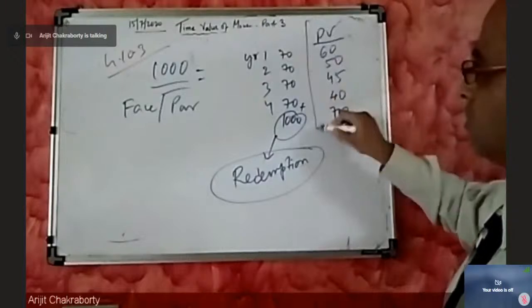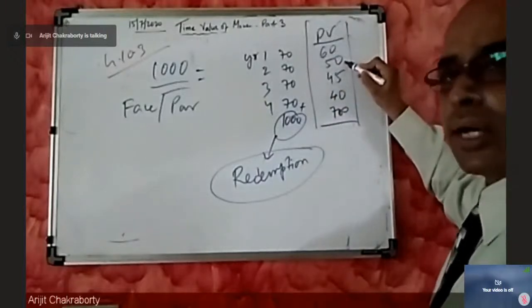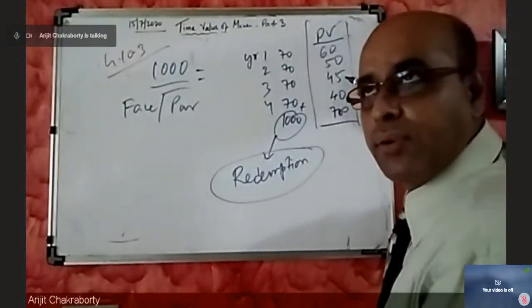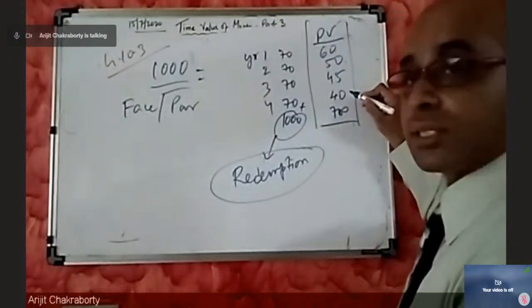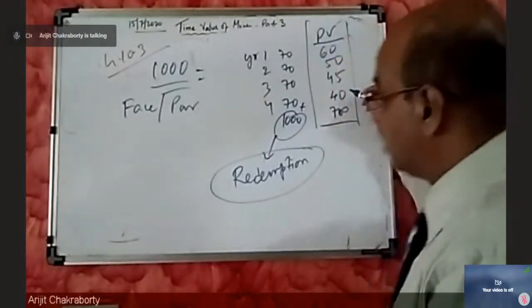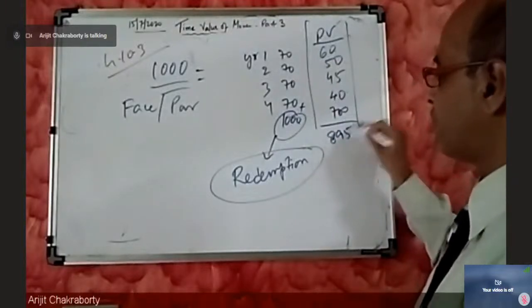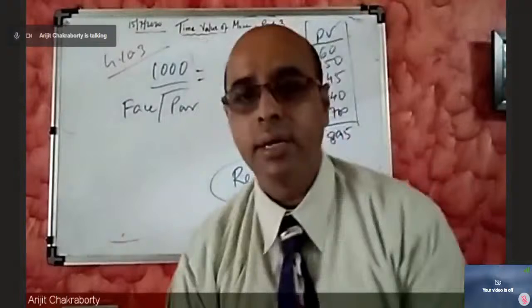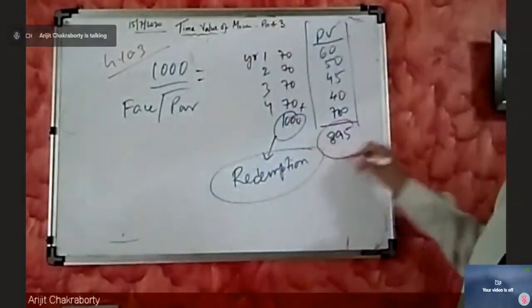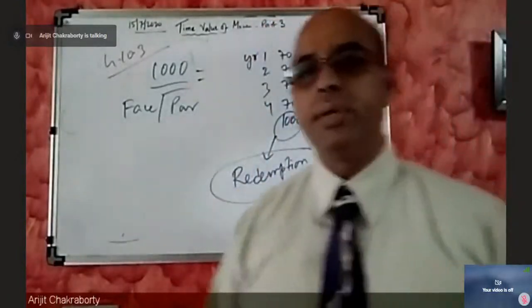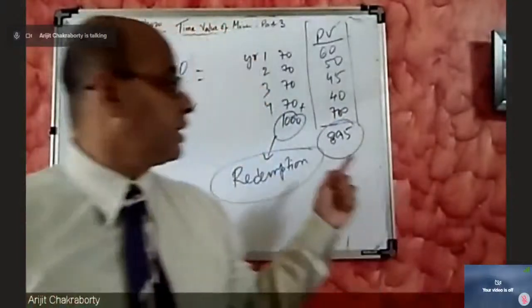So let's add up now. 60 plus 50 is 110. 110 plus 45 is 155. Plus 40 is 195. 195 plus 700 is 895. You tell me, I get a benefit of 895. The present value of the benefits is 895.